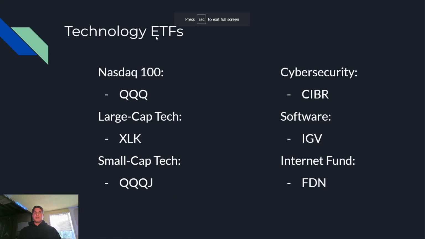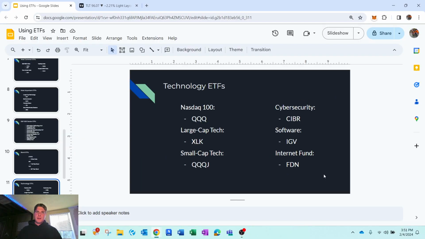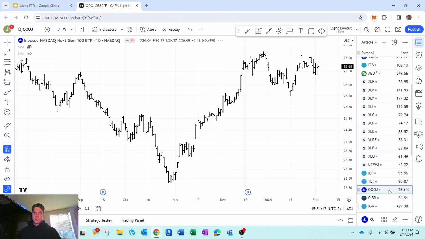Next up, we have technology ETFs. We've gone over a couple of these already. The Qs are the large cap technology. XLK is large cap tech within the S&P. Then you have small cap tech. You have cybersecurity funds, you have software funds, and then you have internet funds. So looking at QQQJ, this one looks a lot more like the small cap Russell 2000 ETF than it does the large cap NASDAQ ETF. And you're seeing that because small cap tech has yet to make a breakout to new all-time highs like large cap tech has.